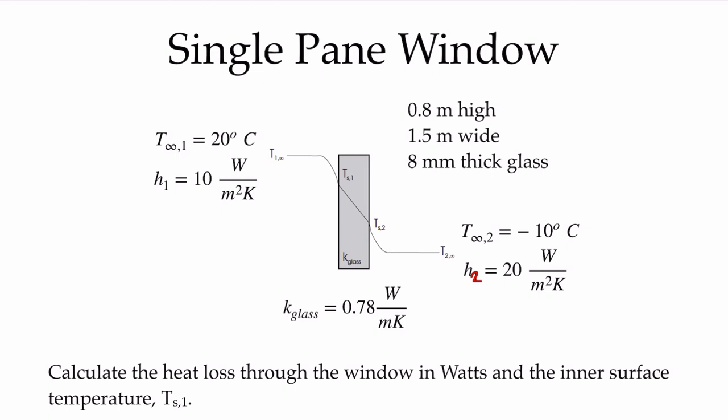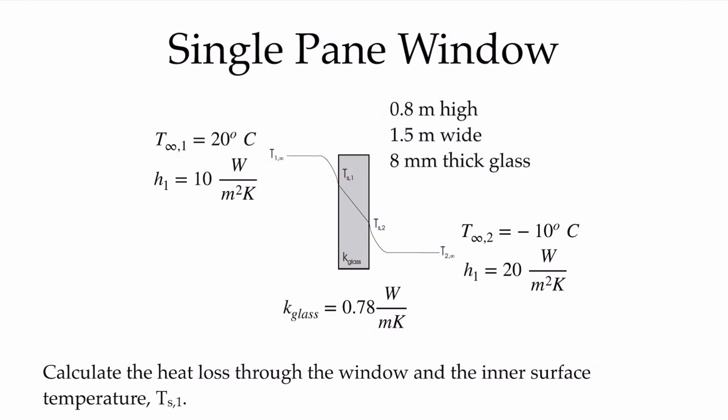The thermal conductivity of glass that we'll need to solve this is 0.78 watts per meter Kelvin. And what we want to do is calculate both the heat loss through the window in watts and the inner surface temperature TS1. Let's continue with this example.